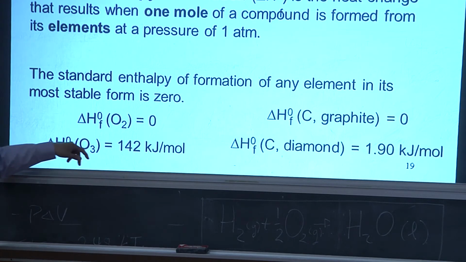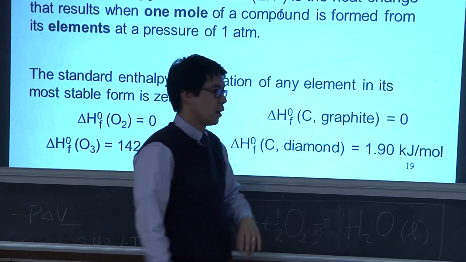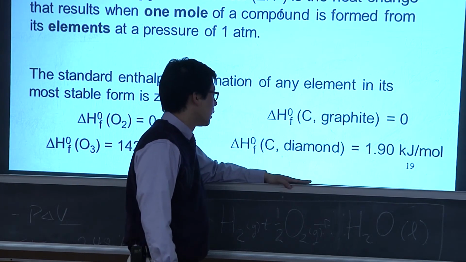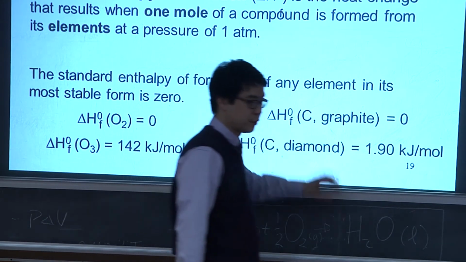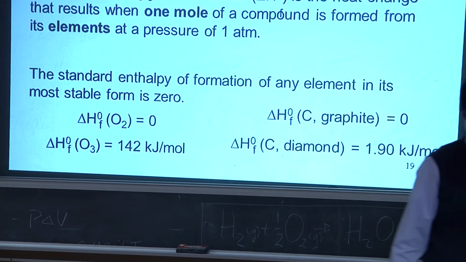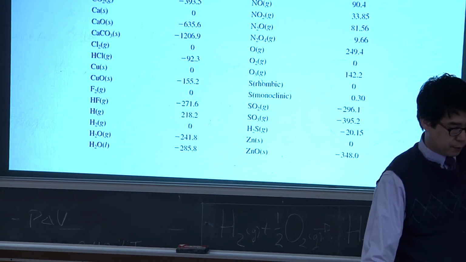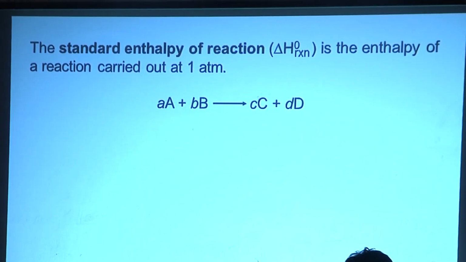And so therefore it is going to have a delta H_f that's not 0. Right, diamond is not actually the most stable form of carbon. And so it will have a delta H_f that's also not 0, whereas the graphite is going to be 0. So yeah, here are some examples, that's the table in your book. You can look them up.